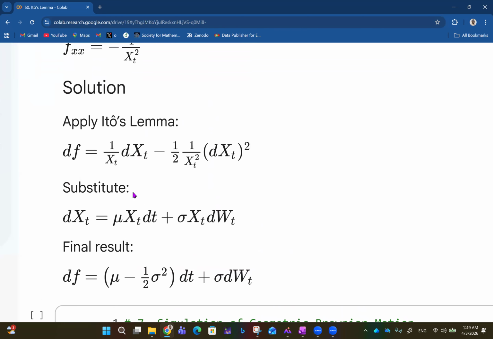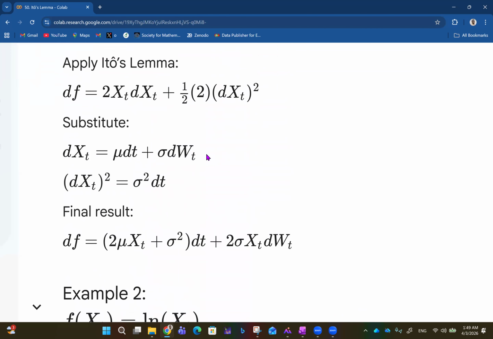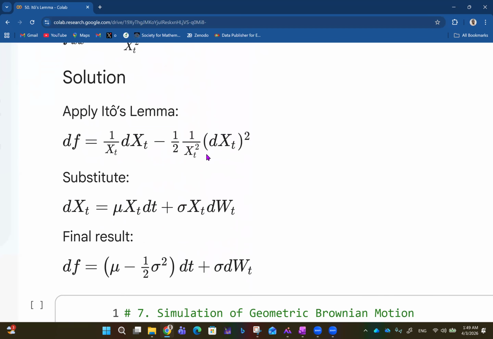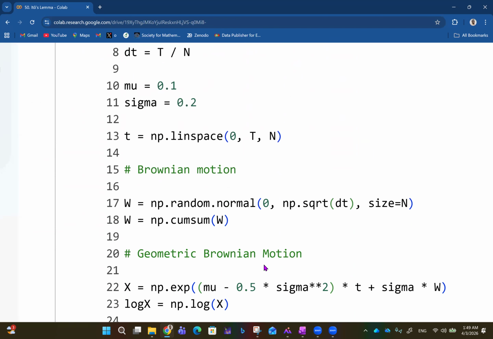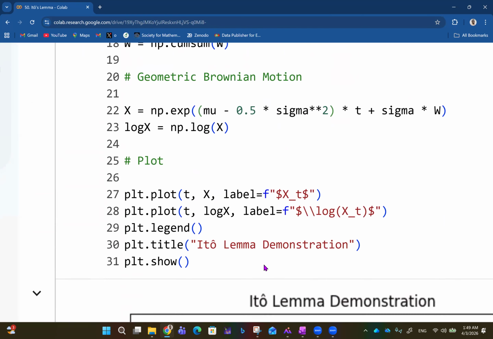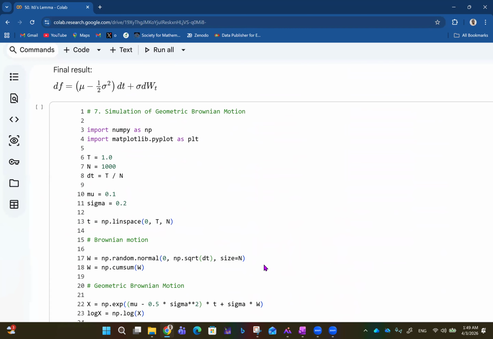So if you substitute the fact that dx of t is mu dt plus sigma dwt, that's why you see mu and sigma appearing. So you have df to be all of this expression. And then you can simulate the geometric Brownian motion. I think we'll be looking at the geometric Brownian motion in the next video or something like that. So, if you simulate that, see what you have.